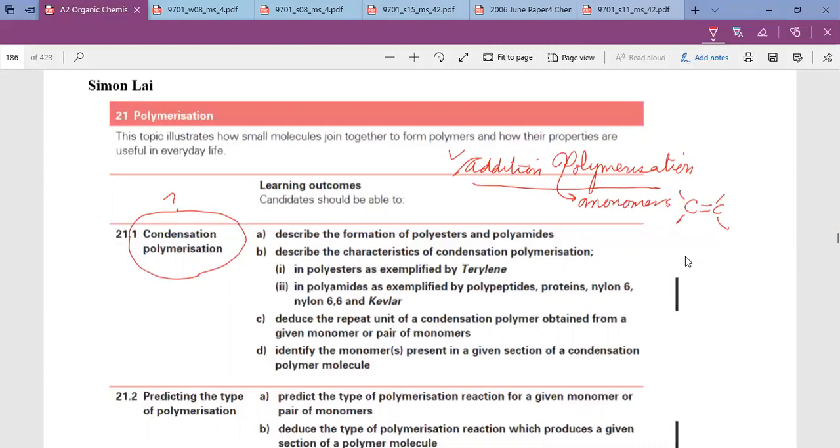But here you can see that they want you to focus on condensation polymerization for A2. So, describe the formation of polyesters and polyamides. Now in Form 5, you actually did this before. In IGCSE, they have asked questions on this before. One, polyester. Two, polyamides. Why are they called polyesters and polyamides? Basically because the functional group or the linkage is an ester. So what is the linkage for the ester?